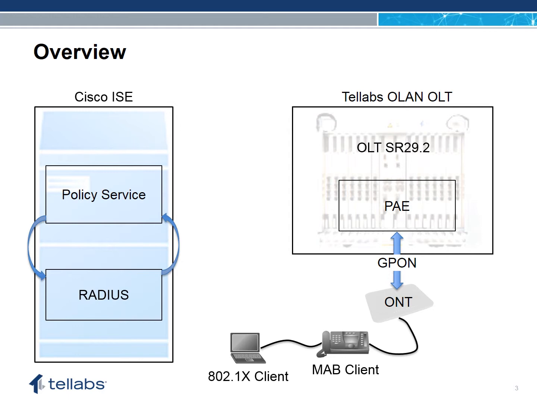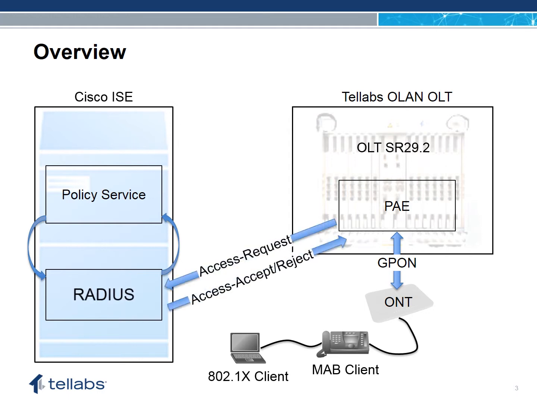The Optical LAN PAE, or Port Authentication Entity, interfaces with Cisco ISE for two different protocols: Radius, or Remote Authentication Dial-In User Service, and Change of Authorization. COA is an extension of the Radius protocol to allow additional updates to a port. Unlike Radius, COA allows updates to the port in real time.